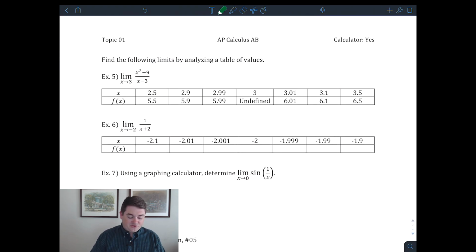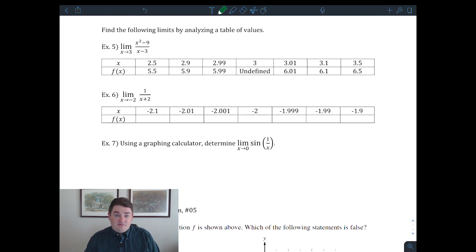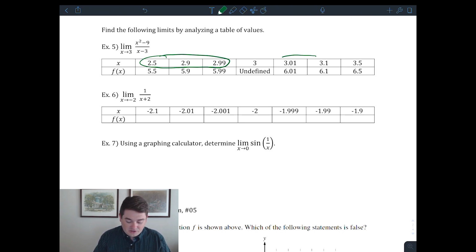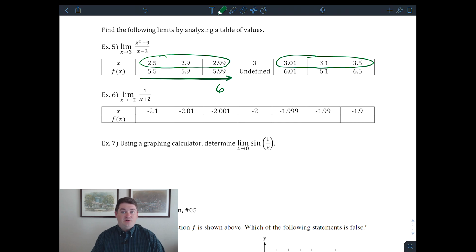What if you're trying to find a limit using a table? For example, find the limit as x approaches 3 of x squared minus 9 over x minus 3. I can see here, looking at these x values, they're getting really close to 3 from below or from the left, and really close to 3 from above or from the right. So what's happening with the y values, the value of this function? 5.5, 5.9, 5.99. We're getting really close to 6 as we approach from the left. And from the right, 6.5, 6.1, 6.01.